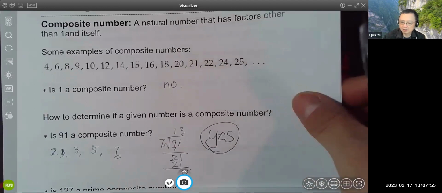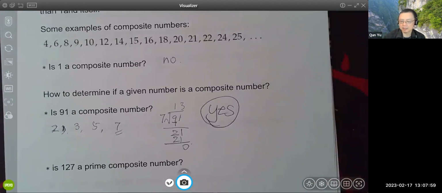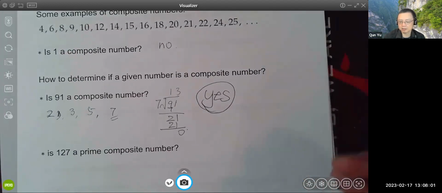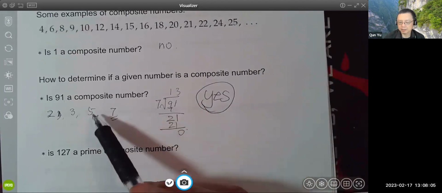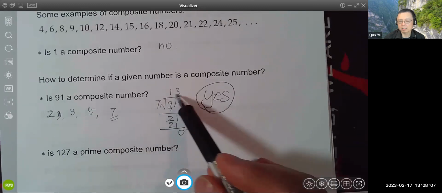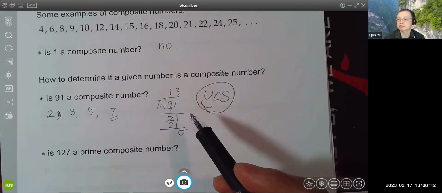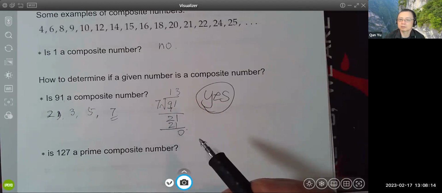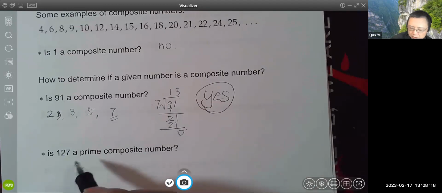Okay, let's try another one. The reason I have this second example is that if you think about this possible scenario, when you have a bigger number, when are you going to stop? For example, a 3-digit, 4-digit, or even 5-digit number. When are you going to stop testing it, right? So let's try the next example.